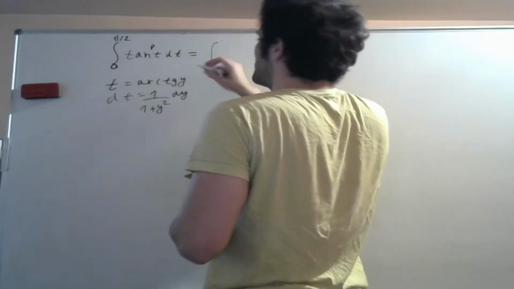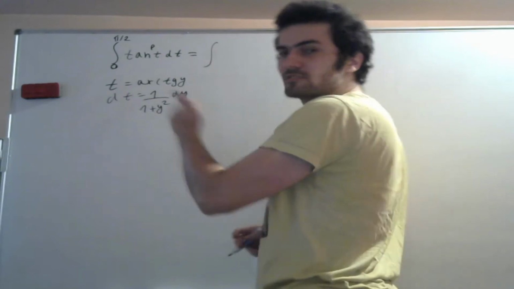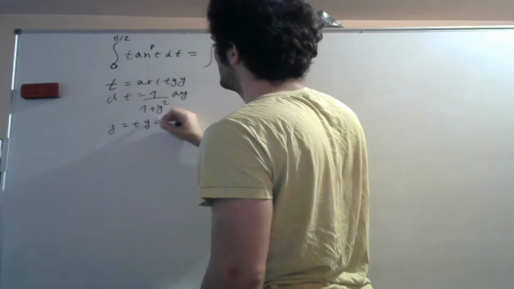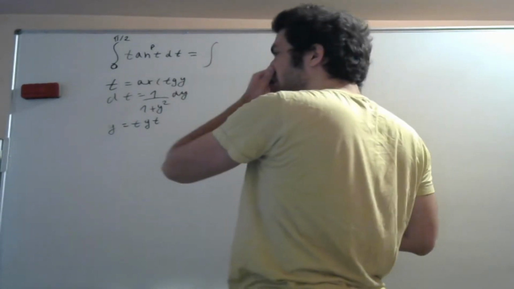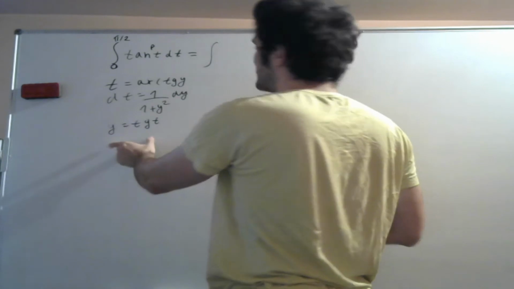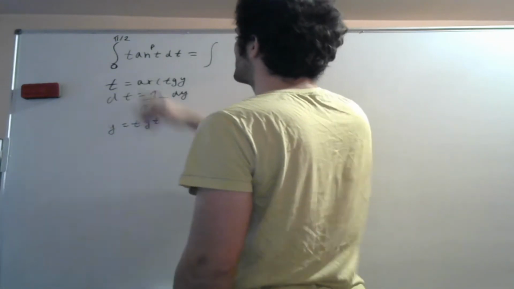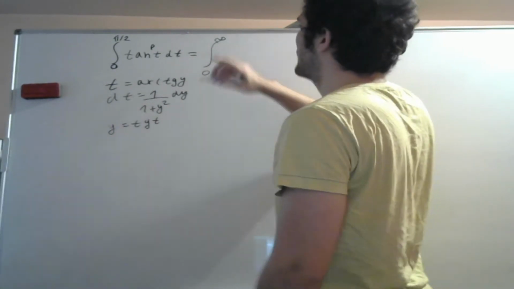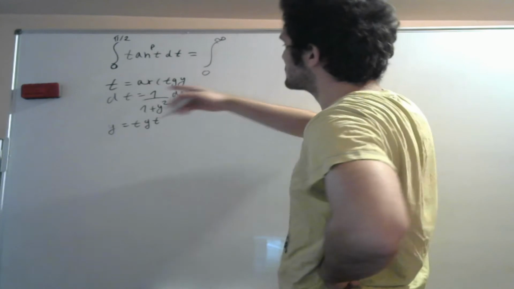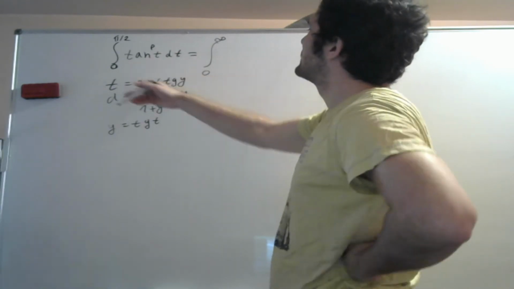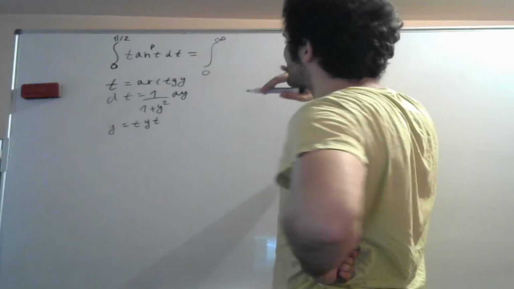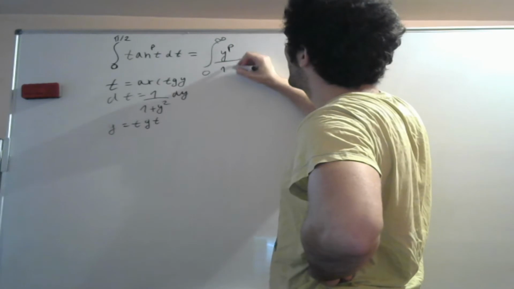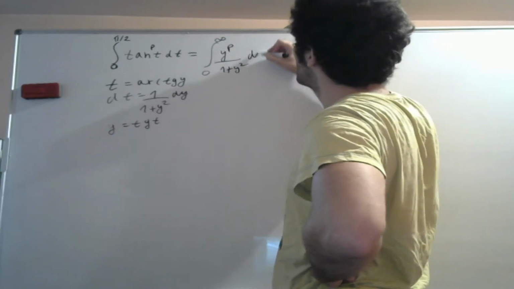And since our integral is in terms of dy, we need the boundaries in terms of y. So we will solve this: y equals tangent of t. We took the tangent of both sides to get this. When we put t equals 0, we get 0. Pi over 2 gives us infinity. And now, since we made it like that, arctangent and tangent cancel each other out, and we have the integral of y to the power of p divided by 1 plus y squared dy.